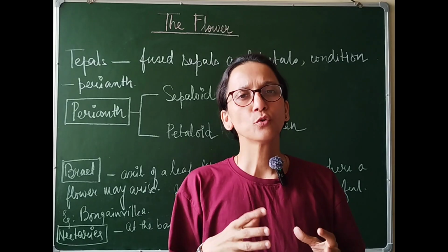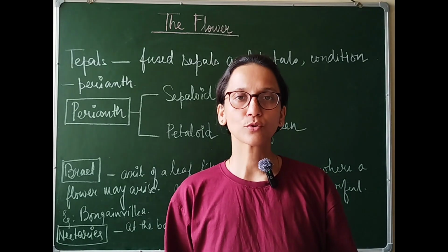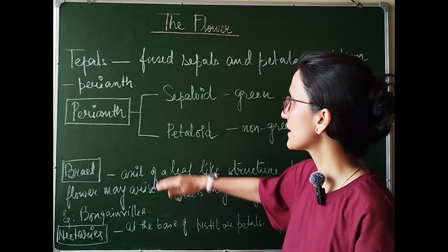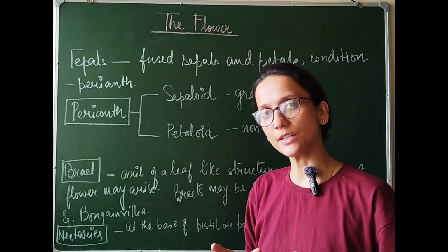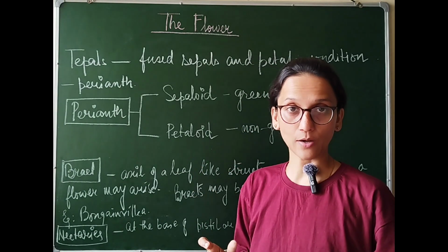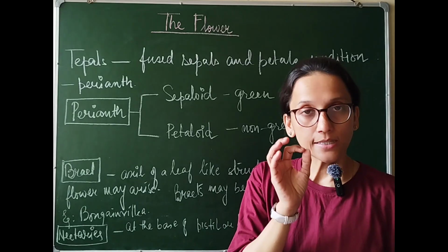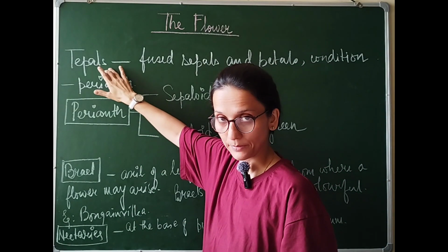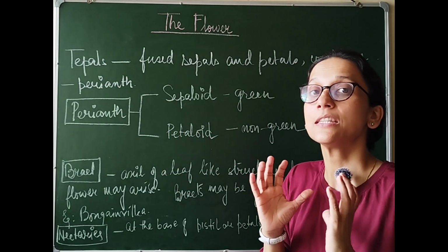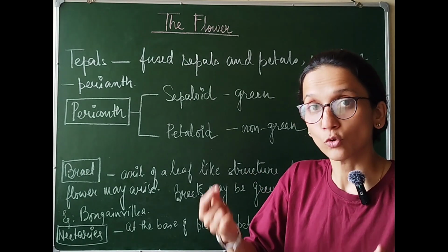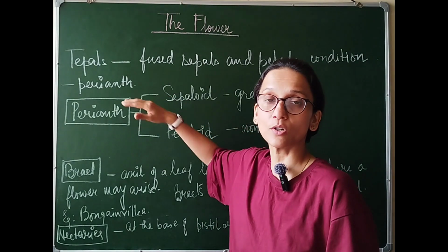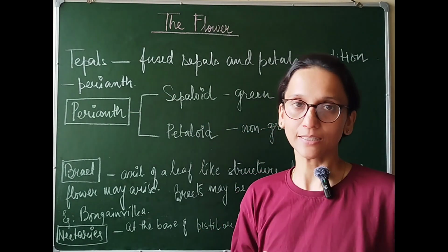Now let us understand a few more terms that are often used to describe a flower. एक term है जिसे कहा जाता है tepal. Tepal is that condition where the sepal of a flower and the petal of a flower is fused to form one structure. Such a structure will be called tepal, and that condition, अगर किसी flower में हमें tepals दिखते हैं तो हम उस flower को कहते हैं the flower is exhibiting perianth condition.